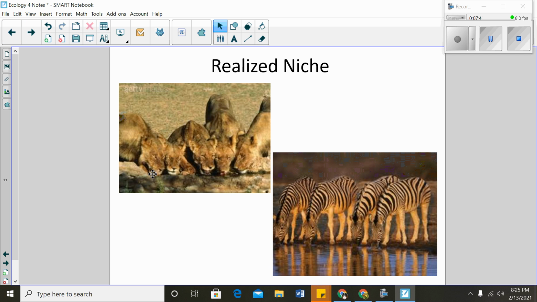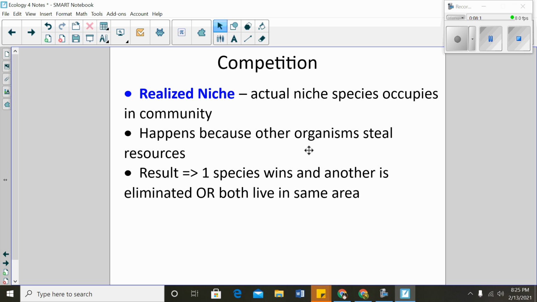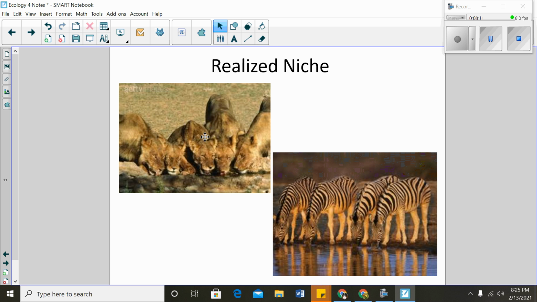Well, look at this, a water source. Organisms are seeking water. But let's say these lionesses are trying to get to water to have a drink. They're not the only animal out there trying to get a drink. So you've got a lot of competition for that water source. So that's what we call a realized niche. This is what's actually happening on the ground. So you've got a lot of competition out there for a lot of different things. So that's a realized niche.